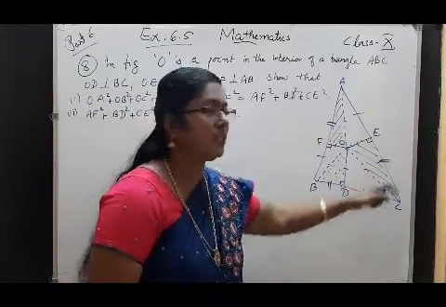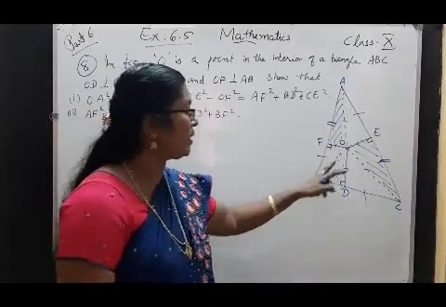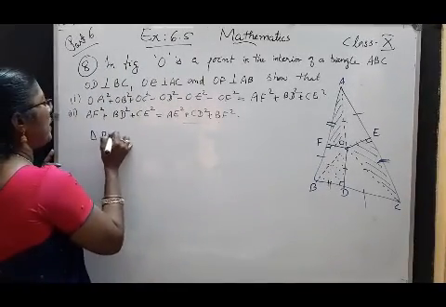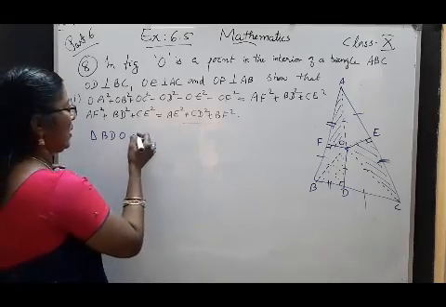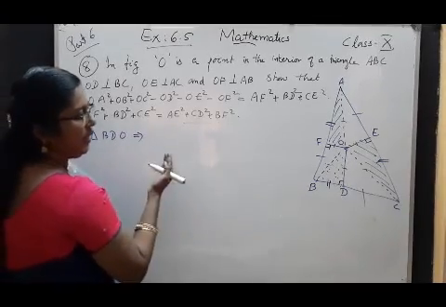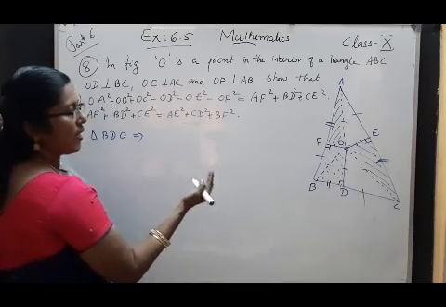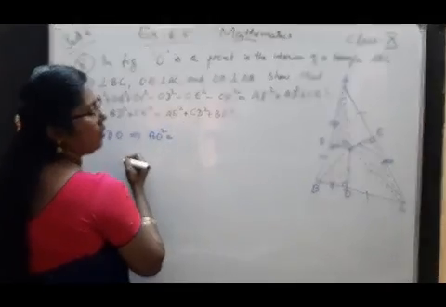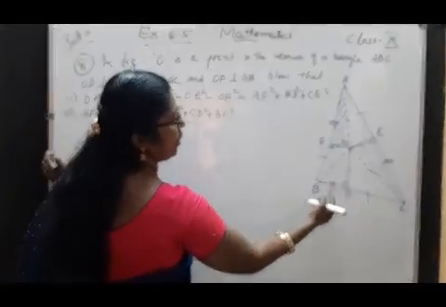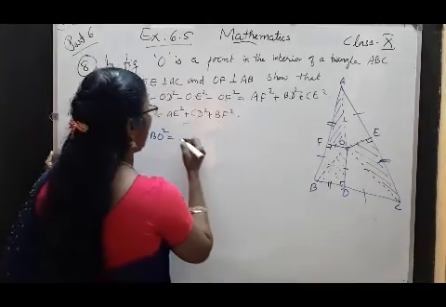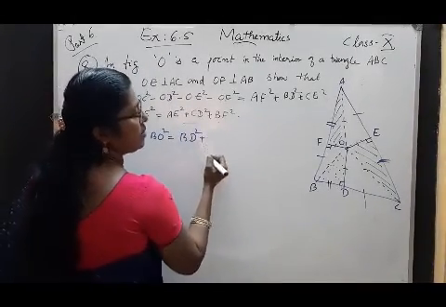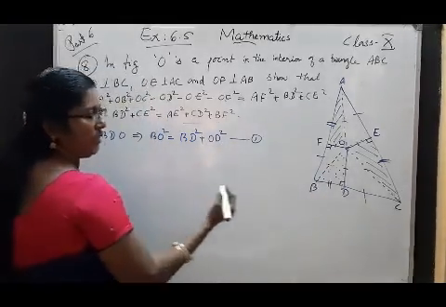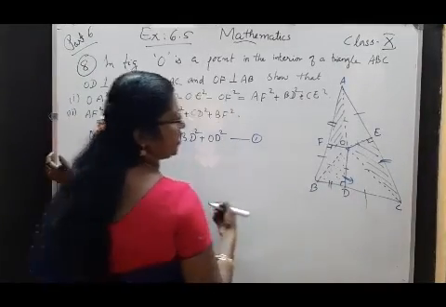These 2 sides, we need these 2 sides. So, first of all, take the triangle BDO. Triangle BDO is a right angle triangle, right angle at D. By using Pythagoras theorem, we can write BO square equals BD square plus OD square. Equation number 1.